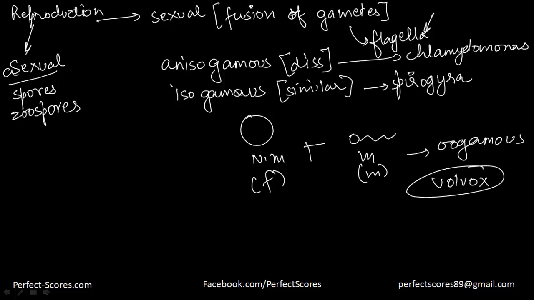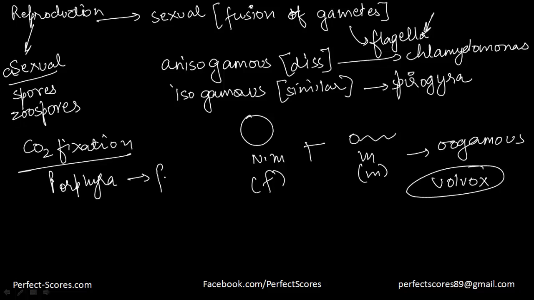Now, algae are useful to human beings in a lot of ways. In lots of cases, they help in fixation of carbon, that is carbon dioxide fixation. That is one of the advantages. Additionally, lots of commercial uses are there. For instance, many species of Porphyra are used as food by human beings.